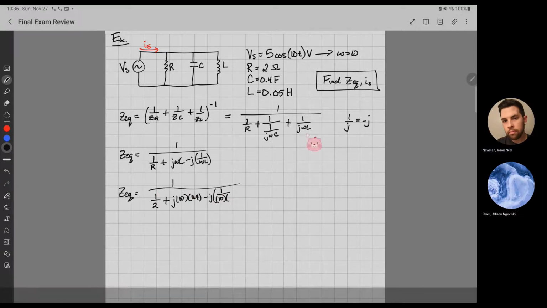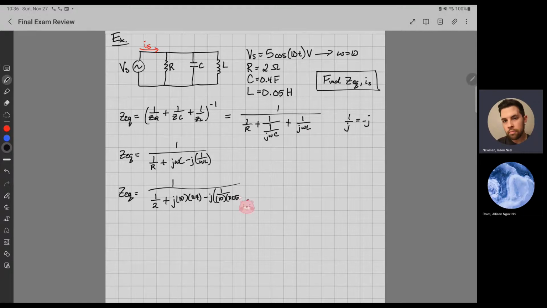And then L, which is 0.05. And then this is going to give us 1 over 0.5 plus J4 minus J2. Okay, and then we could just simplify this and say this is J2. So now we have a phasor in the numerator and something that's in rectangular in the denominator. So we need to convert this in the denominator to phasor form.